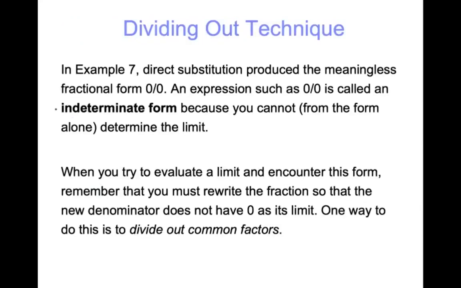One more thing to mention about the dividing out technique. In example 7, direct substitution produced the meaningless fractional form 0 over 0. An expression such as 0 over 0 is called an indeterminate form because you cannot, from the form alone, determine the limit. When you try to evaluate a limit and encounter this form, remember that you must rewrite the fraction so that the new denominator does not have 0 as its limit. One way to do this is to divide out common factors.